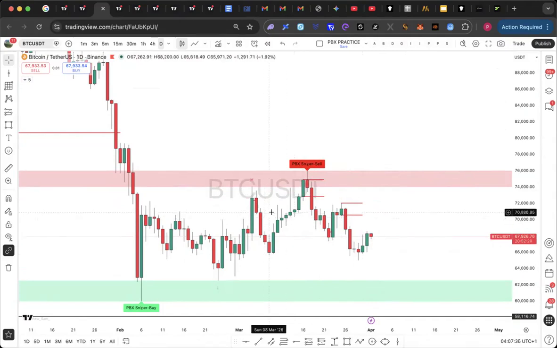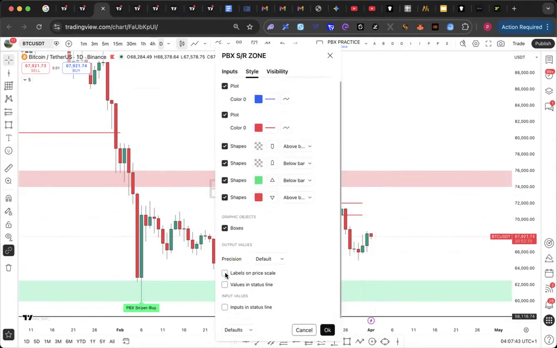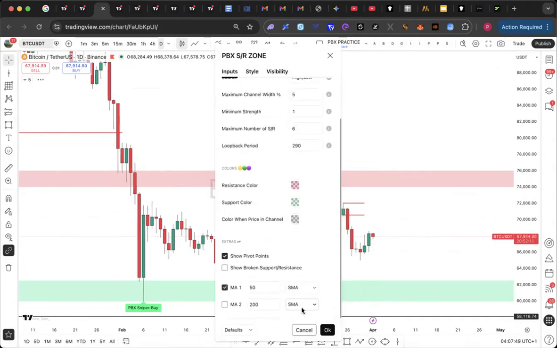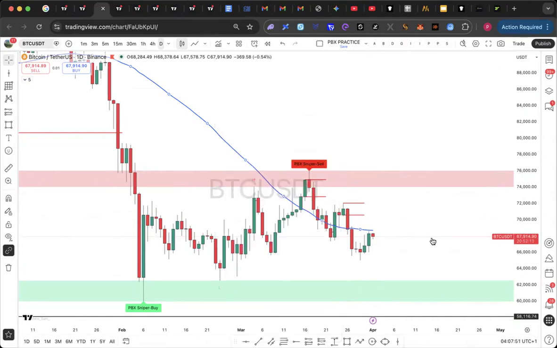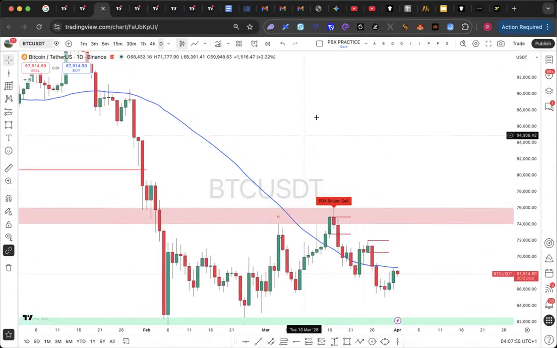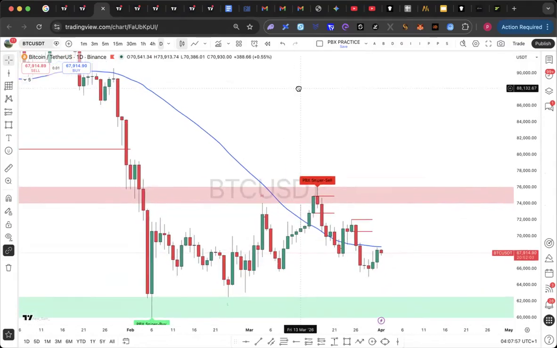Another thing you can add to your scanner is a moving average. If you like, you can add it, but I don't add it. But for beginners who do not understand the market, you may want to add a moving average. Okay, so this is your scanner.